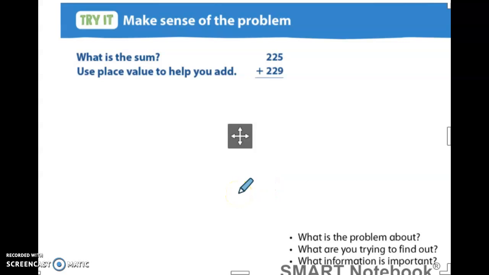Hello, so you should have tried this problem already before you're watching this video. The last couple pages that we did talked about different ways you could add the problem. So one way would be to draw a picture. So maybe you did 200 blocks and 210 blocks.